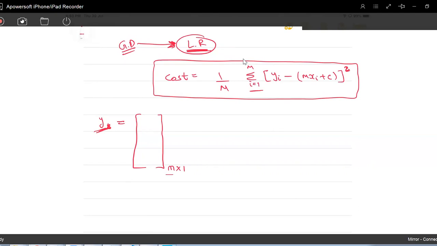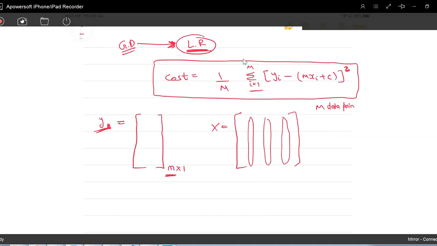Do you all agree with me now? See, if x has three features in it, then what will be the dimension of x? I have m data points. Come on, how many rows are there in x? How many rows are there in x? Three columns we have in x. So m rows and three columns.